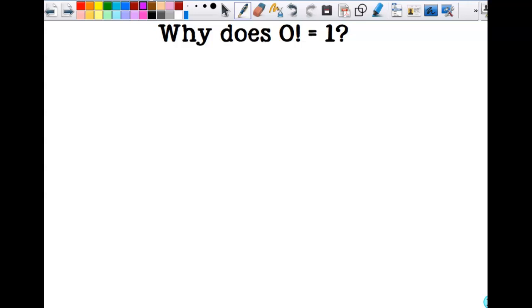We're going to take a quick look at one answer to a very common question, which is, why does 0 factorial equal 1? So let's recall that n factorial is n times n minus 1 times n minus 2, and so on to 3 times 2 times 1.